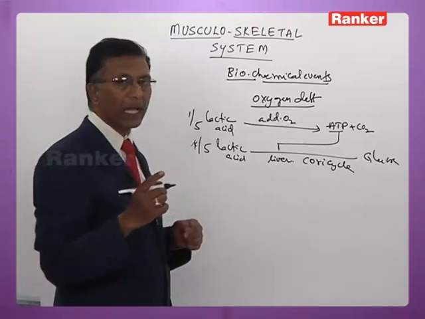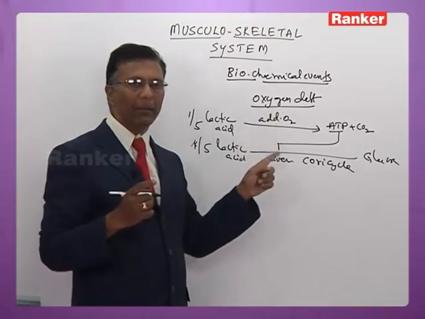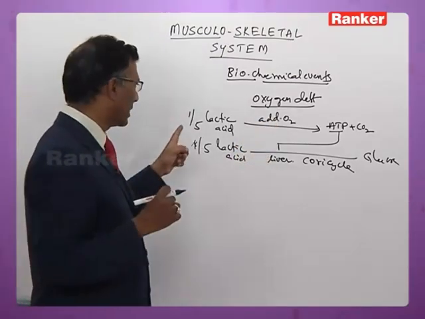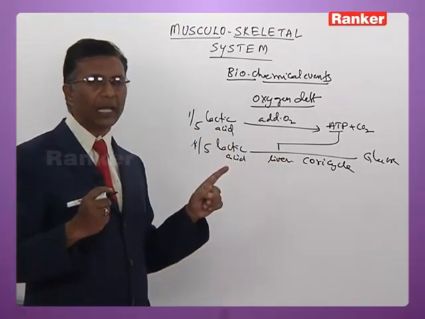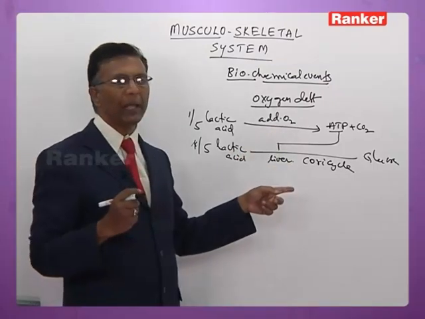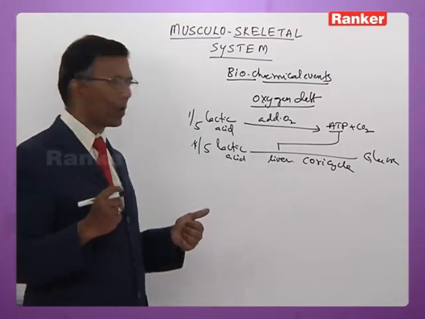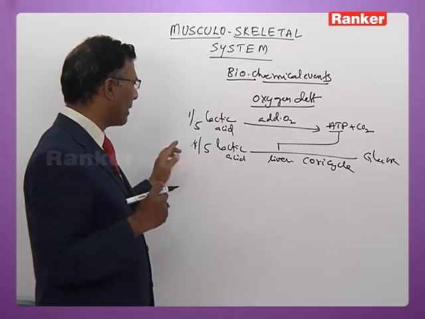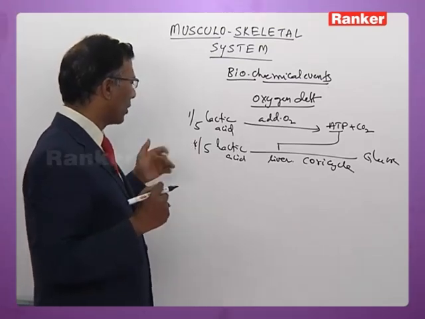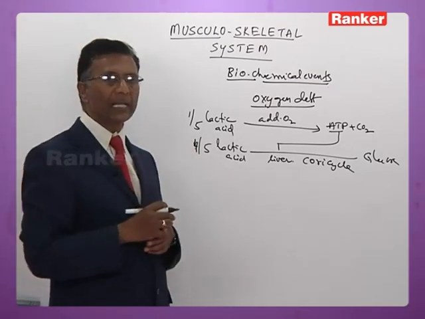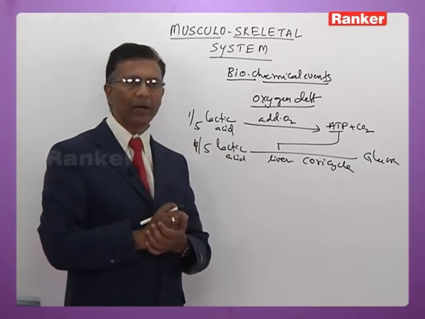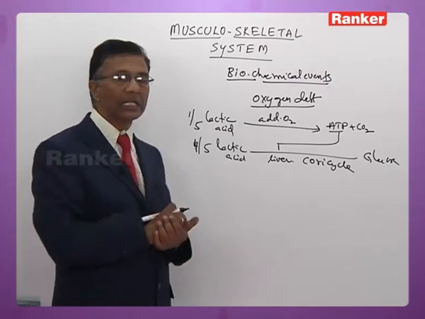So I shall repeat once again. The additional amount of O2 inhaled by a person, utilized to burn 1/5 of lactic acid to form ATP and CO2, is called oxygen debt. In the presence of that ATP and various enzymes, the remaining 4/5 of lactic acid is converted into glucose in the liver through a process called the Cori cycle.